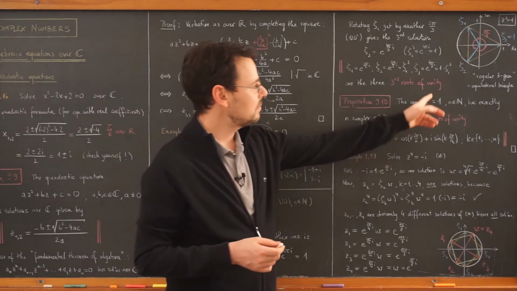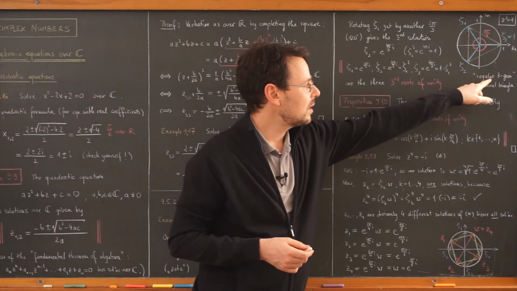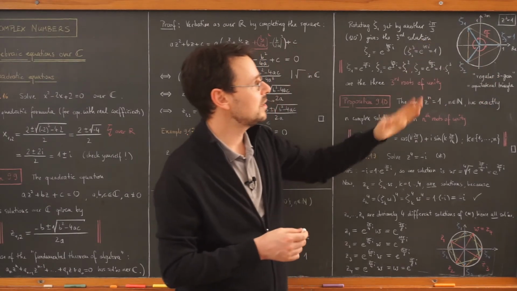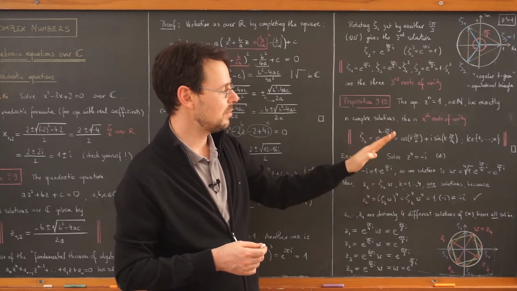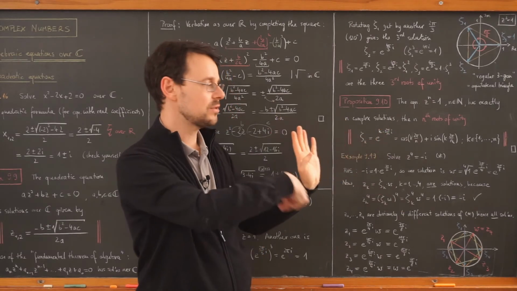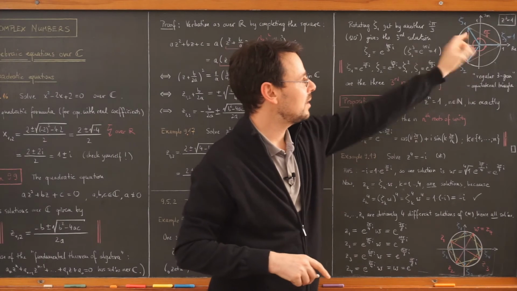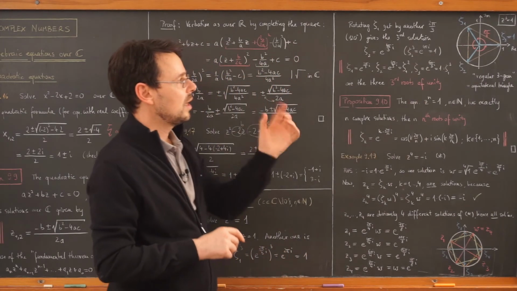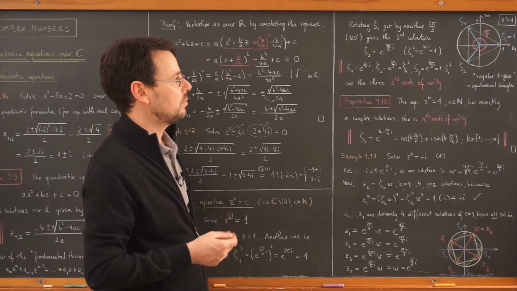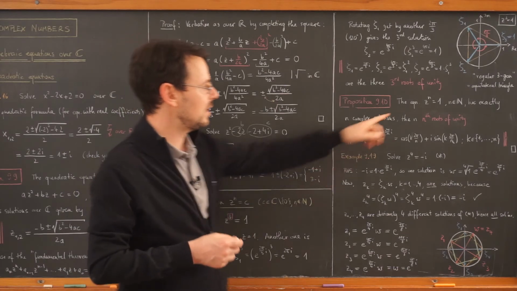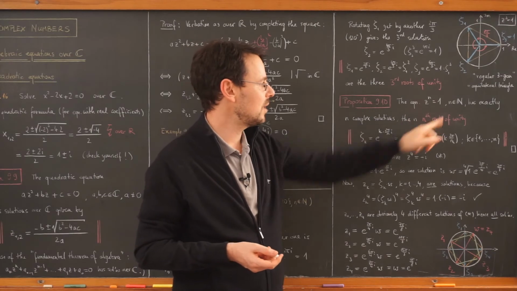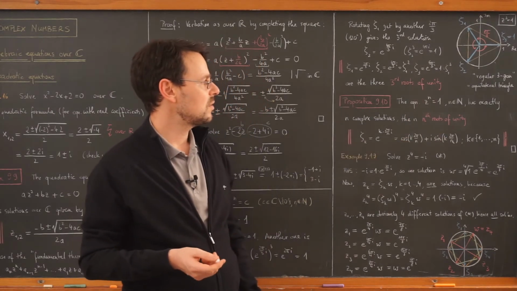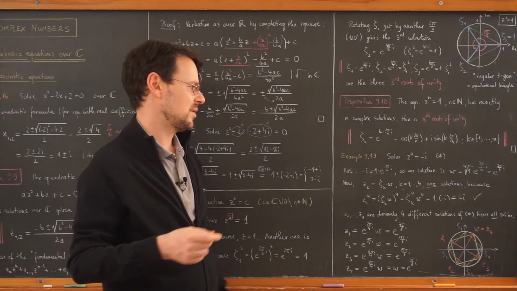And of course they form a regular n-gon, because the angle is always 2 pi divided by n. I start out with this, then I double the angle, I triple the angle, and so on. So I end up dividing the unit circle into n equal pieces. That's why this is called in German Kreisteilungsgleichung. I haven't found the English term. Unit circle division equation sounds wrong.